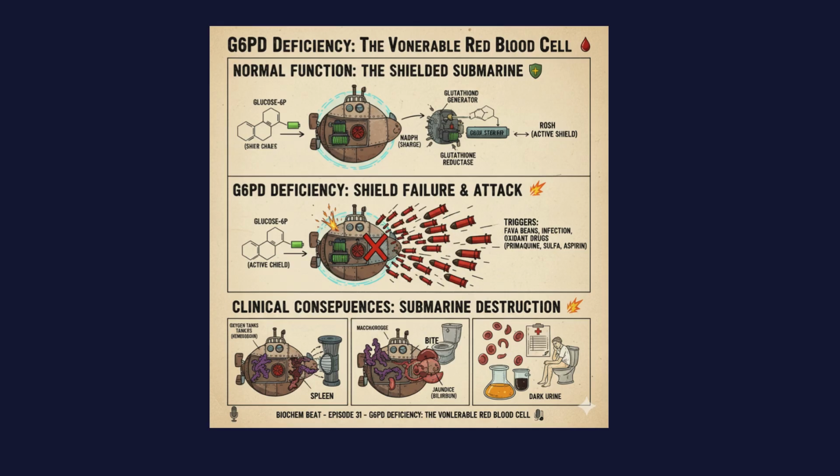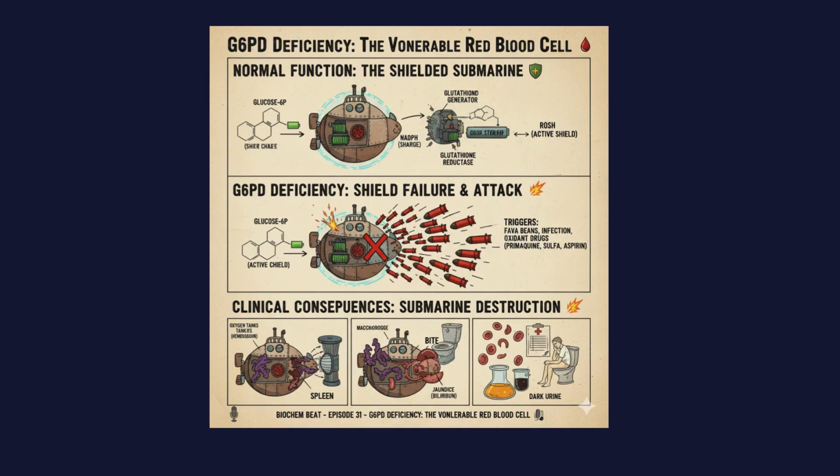A hemolytic crisis, a massive RBC destruction, only occurs when the RBC is exposed to high oxidative stress. This stress is triggered by fava beans, like in favism, which contain certain compounds that trigger ROS production. Or infections, where the immune response generates massive ROS. Oxidant drugs like sulfa drugs, primaquine and aspirin also generate a massive amount of ROS.